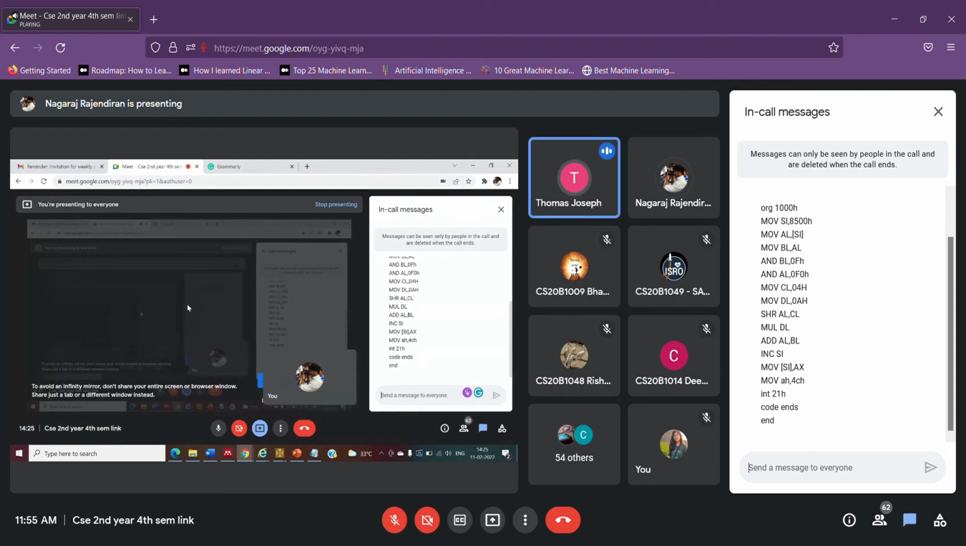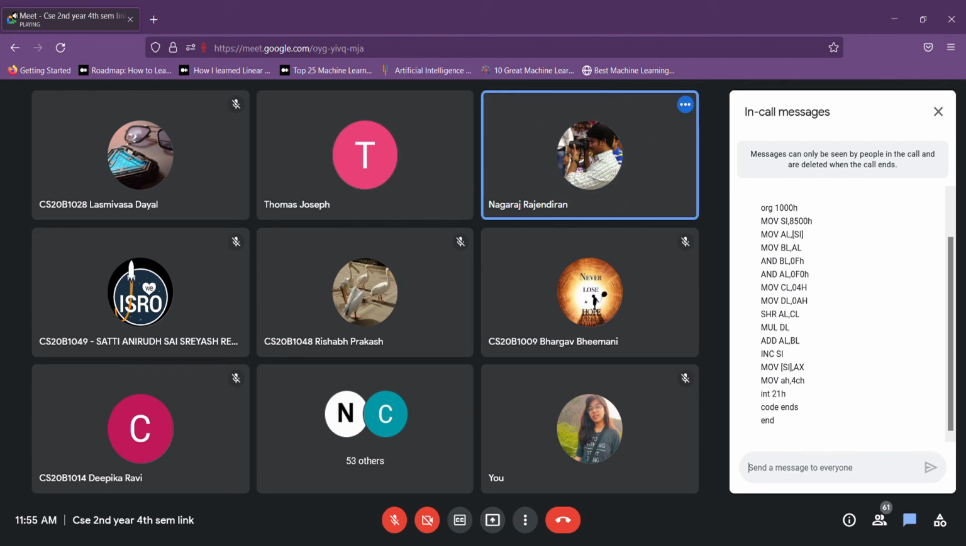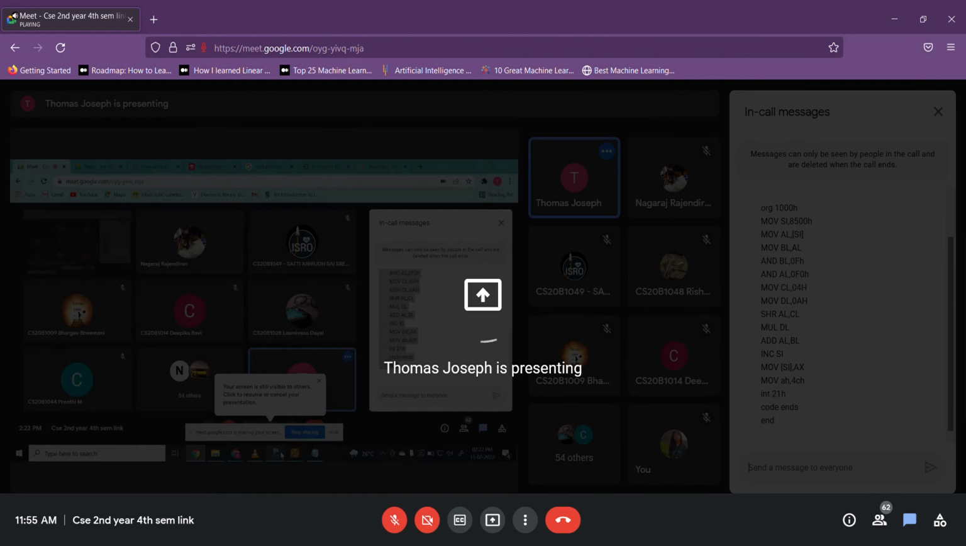Nagaraj: Yes, let me present something. The same thing. Yes, sir. Instead of using the calculator directly, we will show how to perform this decimal to hexadecimal conversion. Okay, sir. I stopped sharing, sir. Yeah, good.